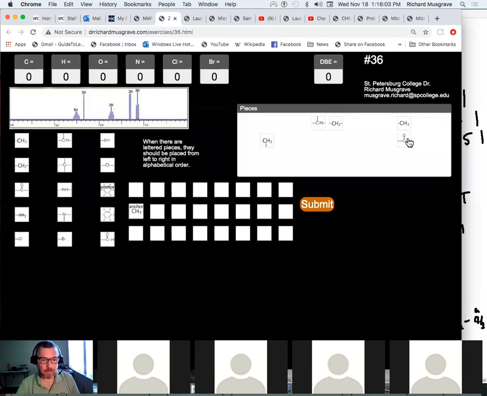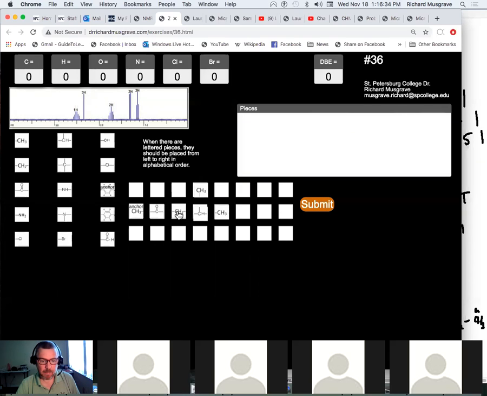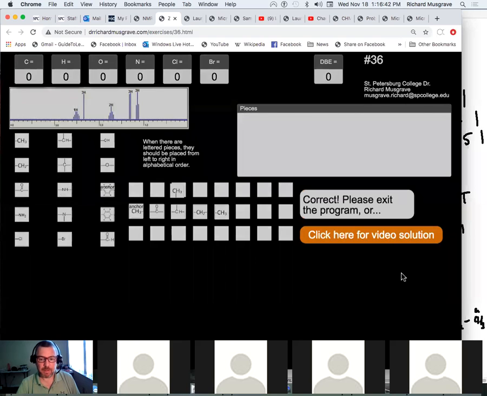So for this one, I think it's the CH3 goes next to the C double bond O for that one. And then you'll have the CH, CH2, probably the CH3 over here. And I'm actually going to make this the wrong structure. And you can see what happens. And if you put in the wrong structure, you hit submit, it says incorrect, please move the pieces and try again. And then you submit. Oh, there it is.